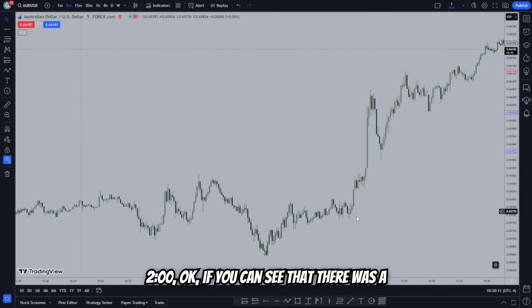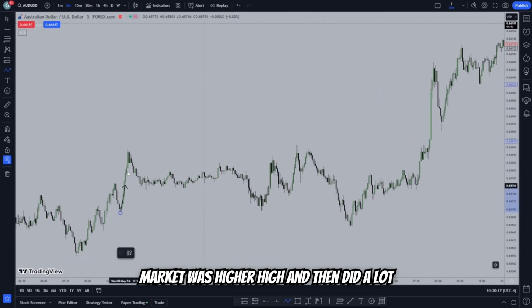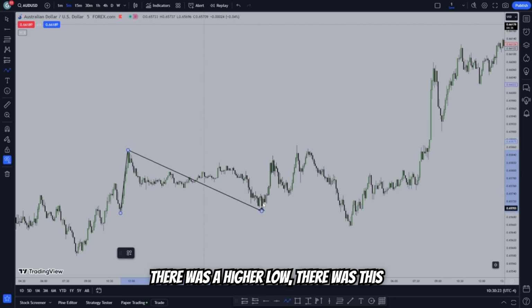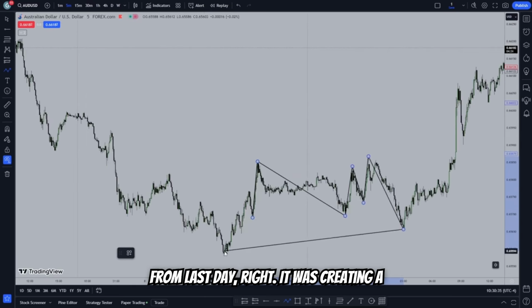So from 2 o'clock, if you can see, there were higher highs and higher lows going on. Over here, you can see the overall market made a higher high, and then did a lot of consolidation in the Asian session. Then there was a higher low, this higher high, higher low, higher high, and all of a sudden there's a lower low right over here, right? So just think about it. Price was creating higher highs from last day, right?